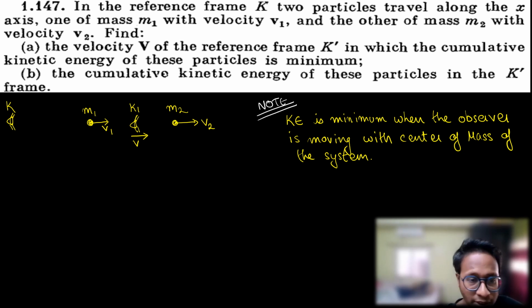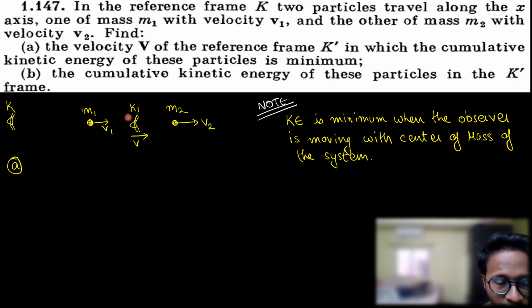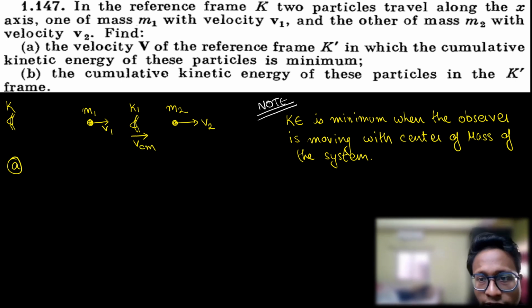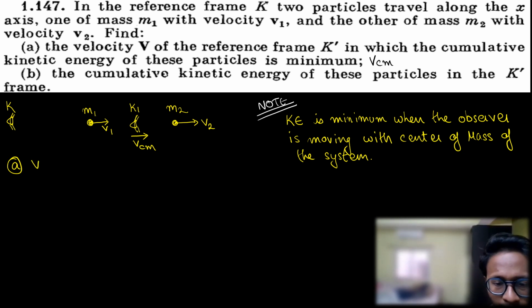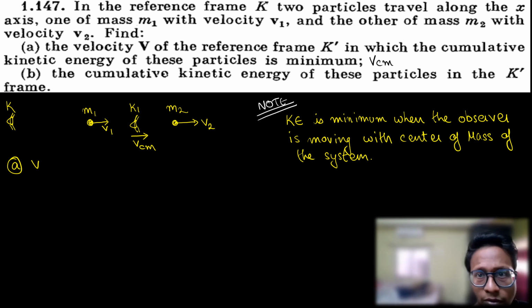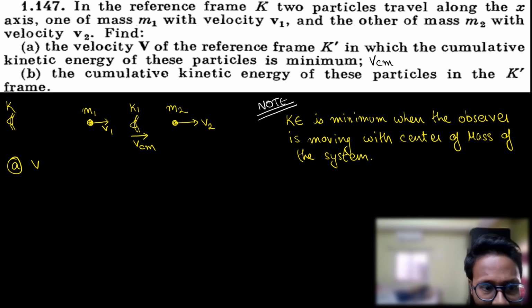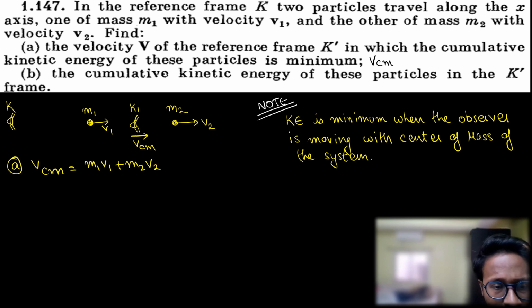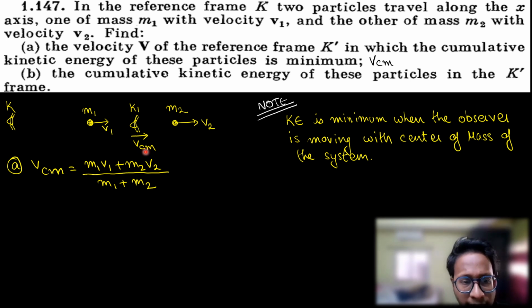So the first part of the question is: find the velocity of observer K1. Velocity of observer K1 is nothing but velocity of center of mass. And what is the velocity of center of mass? Velocity of center of mass is given by the formula m1 v1 plus m2 v2 divided by m1 plus m2. So this is the answer to question number 1.